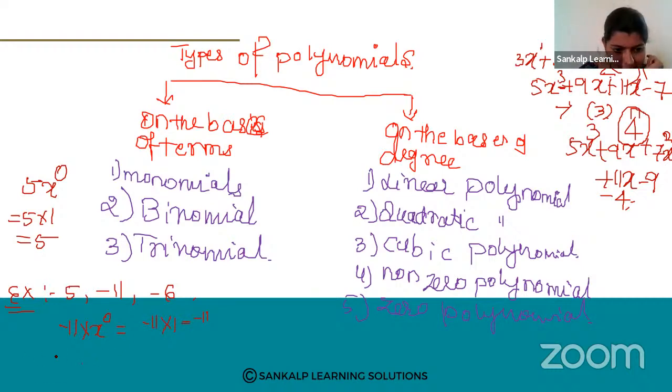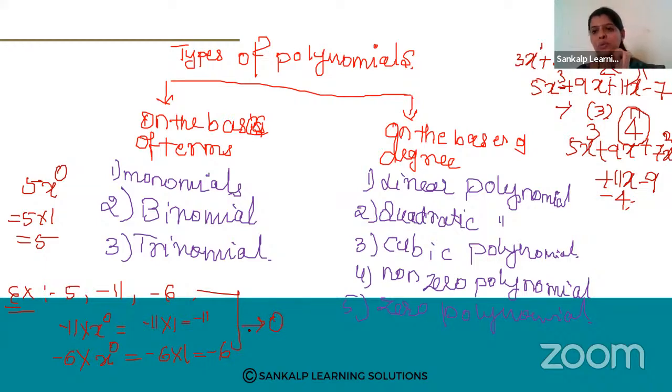Next, minus 6 into x raised to 0, what will you get? Minus 6 into 1, that means minus 6 only. Now tell me, what is the degree of this polynomial? What is the highest degree? The variable is x, the x power is 0. That means the degree of a non-zero polynomial is 0. Okay, remember. So a non-zero polynomial has degree 0.